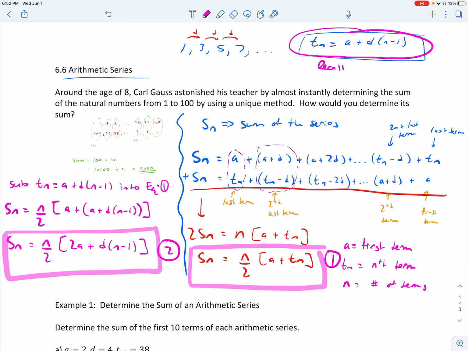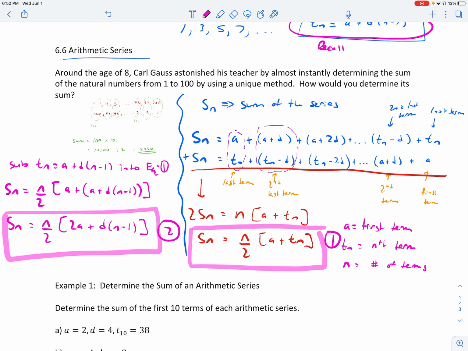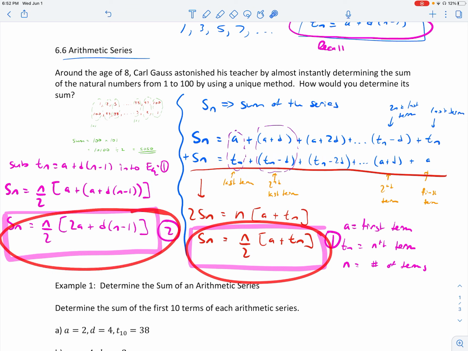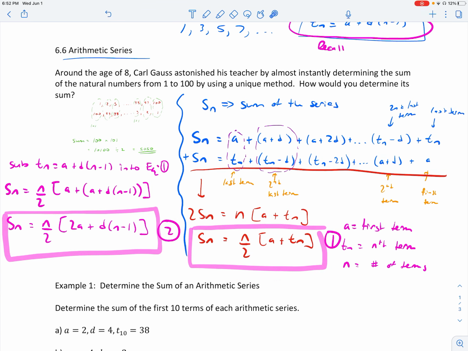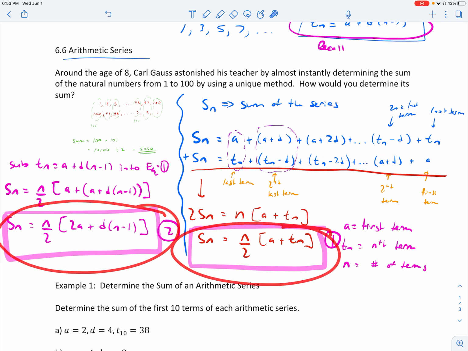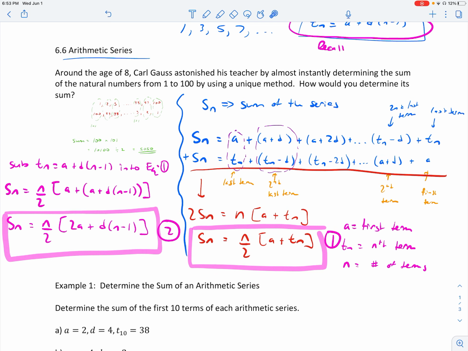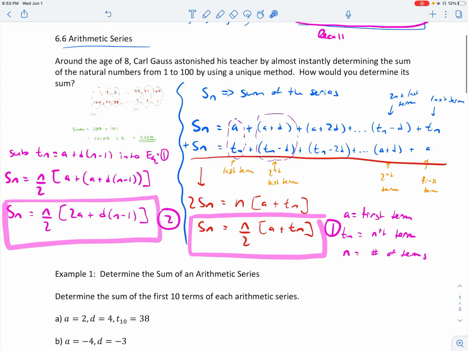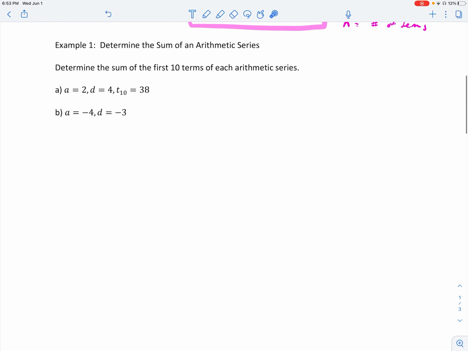Okay, so that's it for our introduction for finding the sum of an arithmetic series. Now, I'm not going to ask you to derive these formulas for the test, but you do need to know how to use them, okay? So these two formulas are a staple for finding the sum of an arithmetic series. Okay, let's go ahead and do our first example.